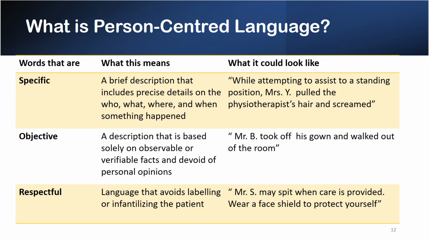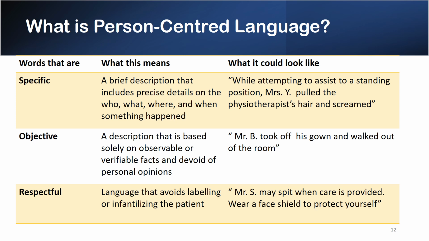On this slide, we explore person-centered language in more detail. Person-centered language is specific. This means writing a brief description with precise details on the who, what, where, and when something has happened. Using specific language allows other team members to easily understand what you are describing, with less room for misinterpretation. Specific language enhances our ability to plan and evaluate patient care. It enables the team to implement interventions and evaluate their effectiveness through the use of clear details that are not open to misinterpretation.